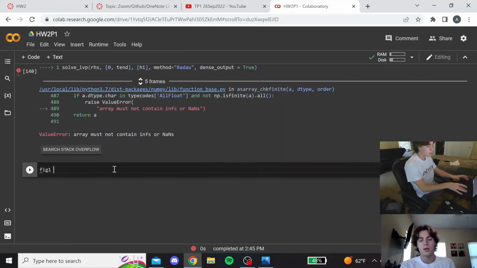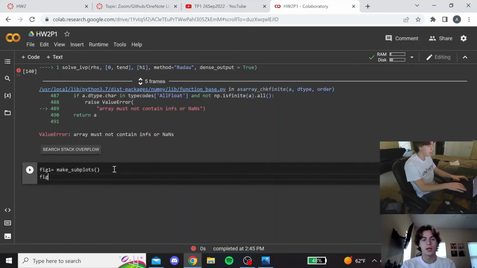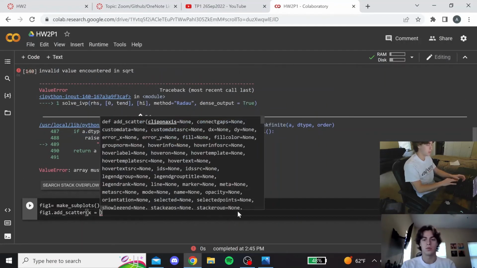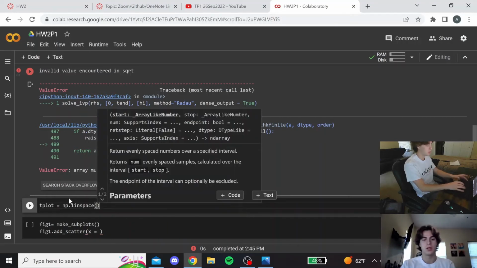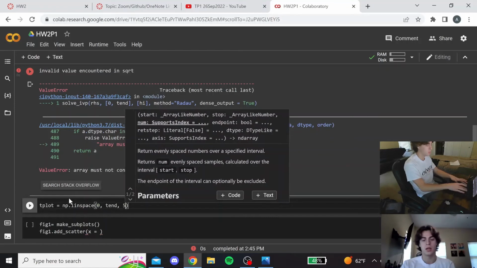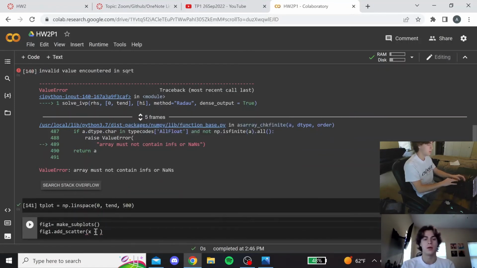So to graph it, we can do figure 1 equals make subplots, and then we can add our scatter. Our x is going to be equal to, I'm going to add some more code to get our t-plot value, basically the x value for this graph, the time that we want to plot. So I'm going to make a linearly spaced array using np.linspace. We're going to start at 0, go to t end, and we'll do 500 points just so it's nice and even.